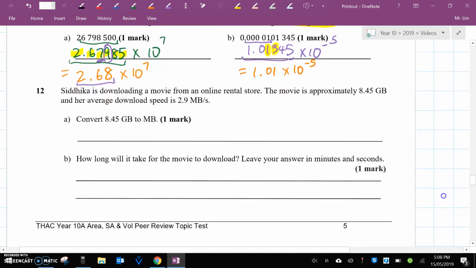Question 12. Sadiqa is downloading a movie from an online rental store. The movie is approximately 8.45 gigabytes and her average download speed is 2.9 megabytes per second. Convert 8.45 gigs to megabytes. So remember, whenever we convert digital storage, we need to multiply or divide by 1024, not 1000. Because we're going from a bigger unit to a smaller unit, we need to multiply. So we're going to multiply 8.45 by 1024.